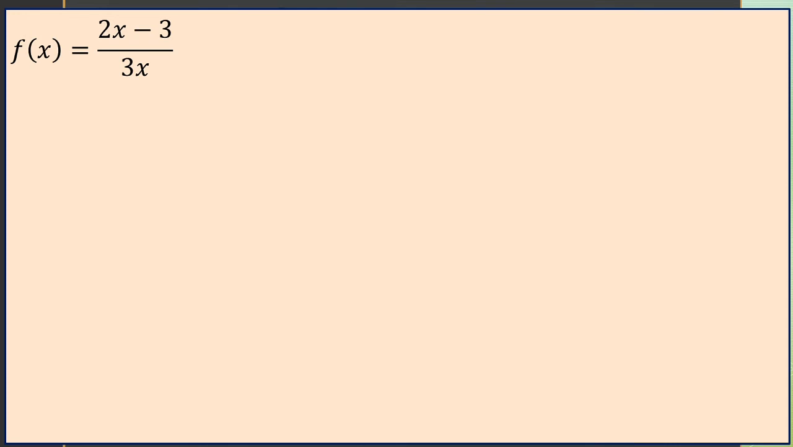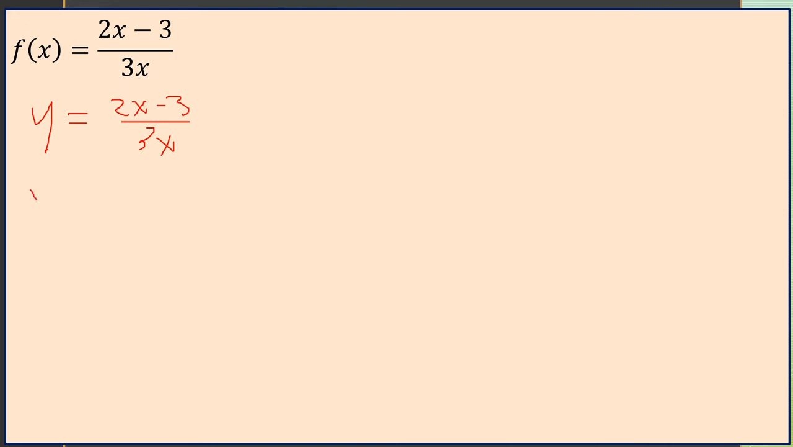Okay, how about f of x is equals to 2x minus 3 all over 3x? So dito, sa paghahanap natin ng inverse, mas madali na lang natin kukunin yung domain and range of the inverse of a function. Basta, resolve muna natin yung inverse. So change natin yung f of x into y. So we have y equal to 2x minus 3 over 3x. And then interchange x and y.